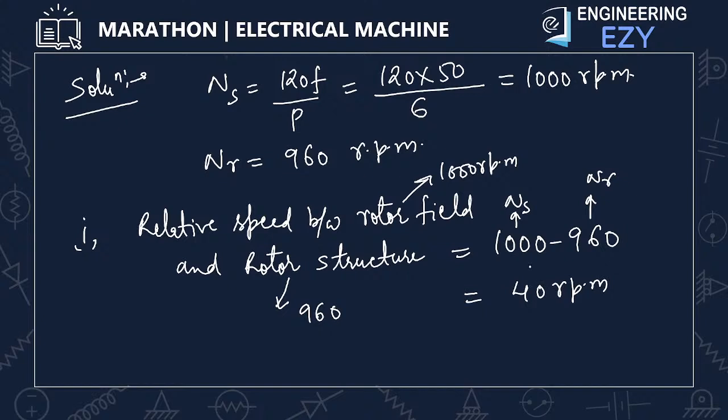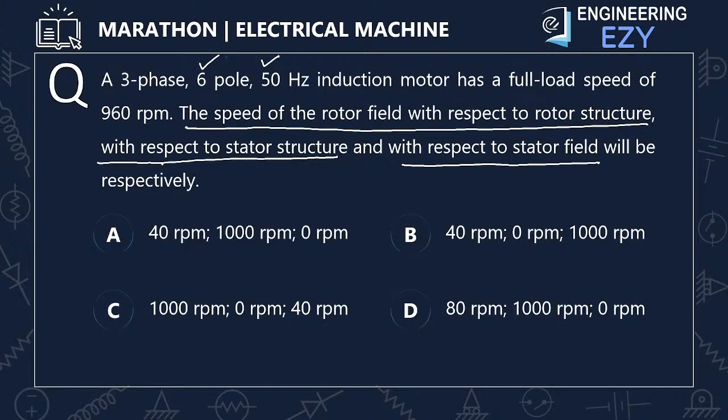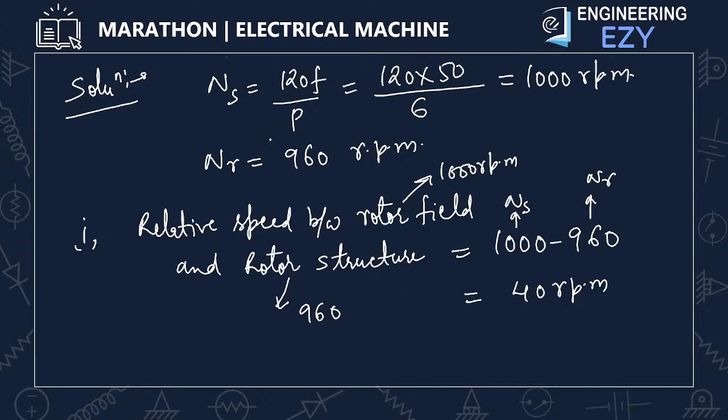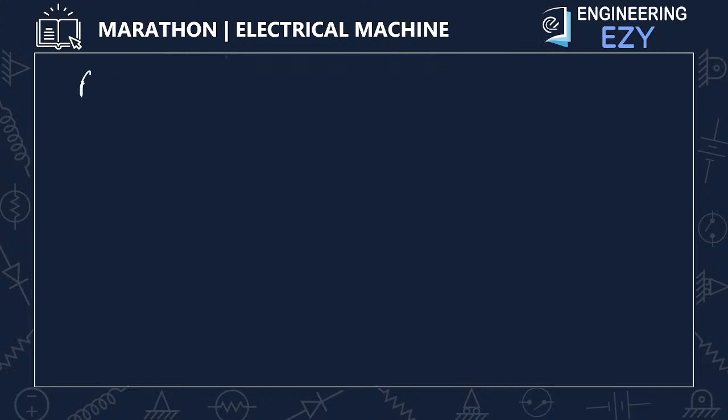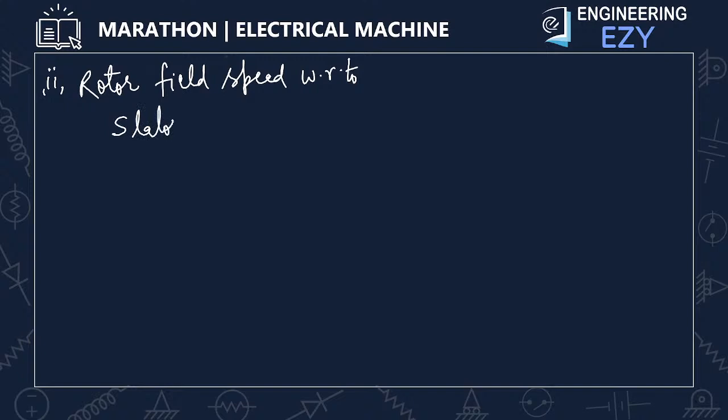Now I have to calculate the second. The second is we have to calculate the rotor field speed with respect to the stator structure. So the stator is static basically. So the rotor field speed with respect to the stator structure. The stator and stator structure are the same.